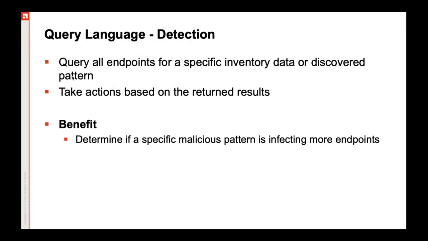When it comes to query language based detection, you can take actions based on the results obtained by querying all the endpoints for specific inventory data. At the time of deploying the agent onto the endpoint, it runs a discovery module, discovering all the software inventory, hardware inventory, etc. So it queries all the endpoints for specific information, and based on that it runs through an algorithm giving you the results. You can of course take actions on the results returned from the queries. In the end, you're able to determine if a specific malicious pattern is infecting more endpoints.